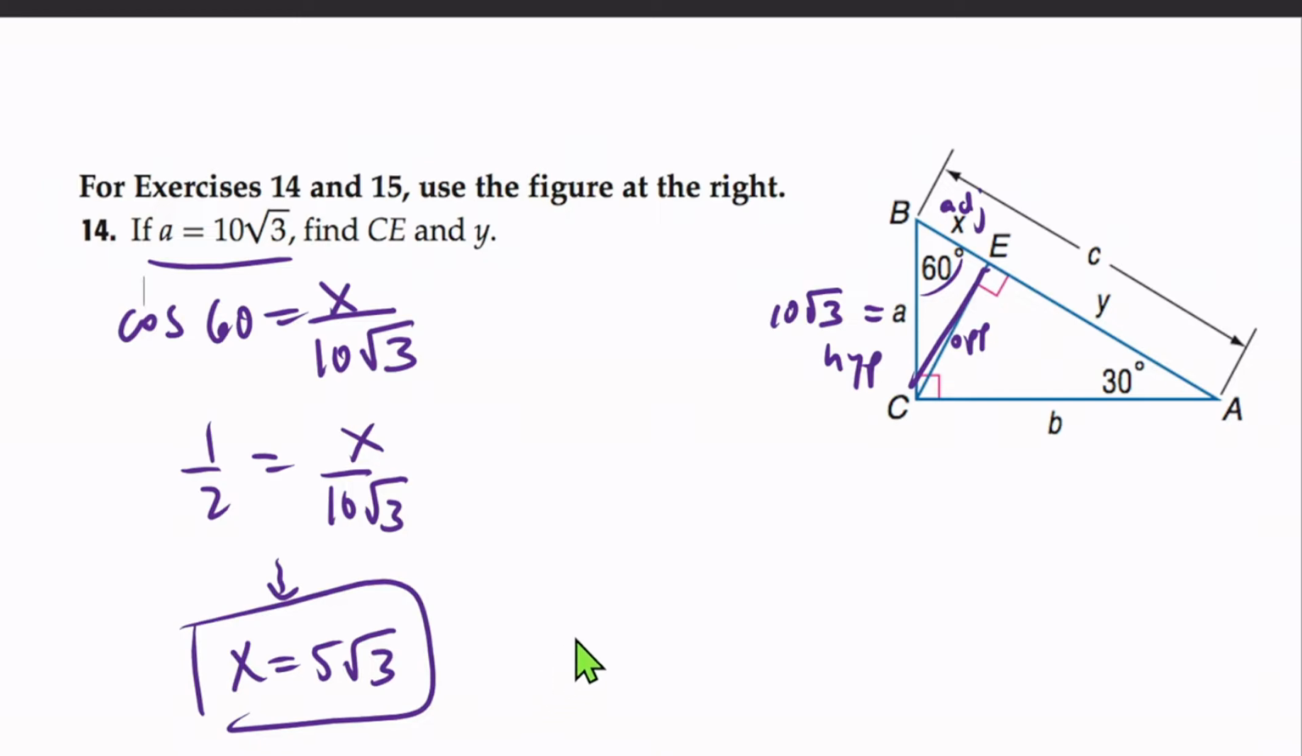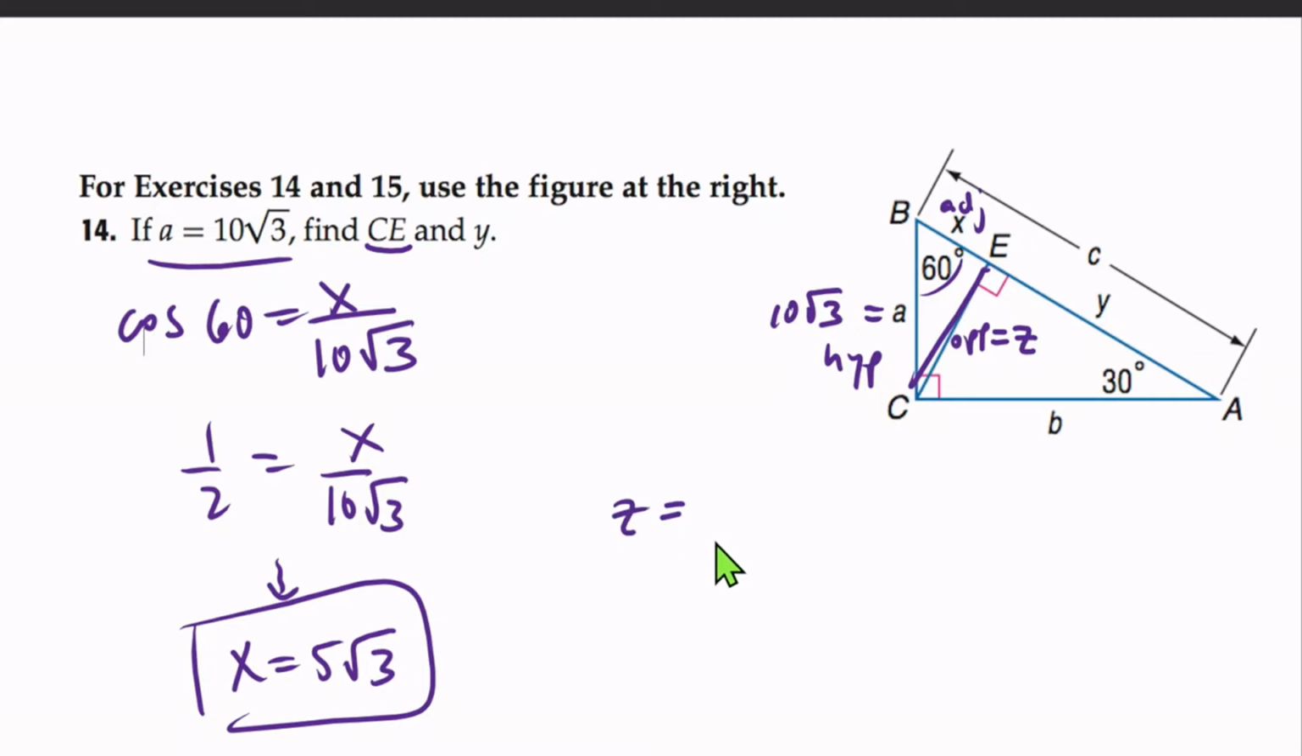You want to find y next. Now, to find y, though, you have to find the opposite side. And that's CE, actually. If I was a student, I would probably label that as a variable just to make it easy. CE is this purple line right here. Let's call this opposite side CE from the 60 opposite, I don't know, Z. You're going to want to find Z, and then once you find Z, you can work on this triangle and find Y.